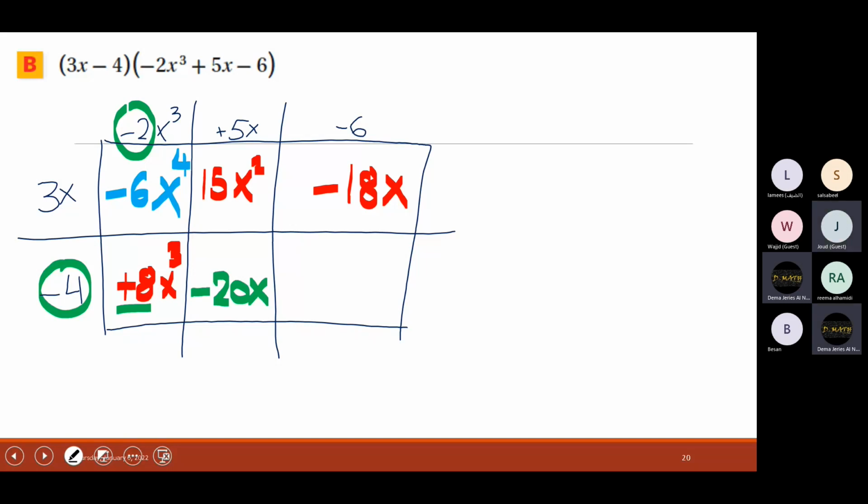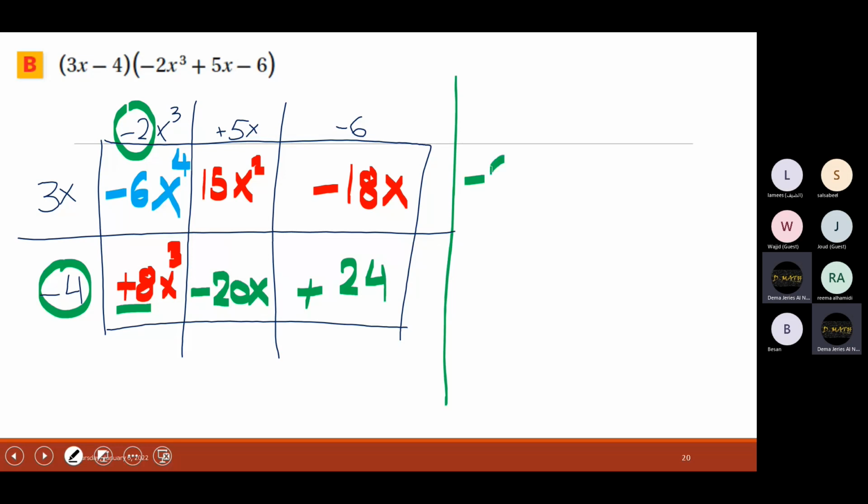Jude, 6 times 4. 24. And negative times negative? Positive, so it will be positive 24. Now then, what will you do? You will write each term, all the terms here, together.